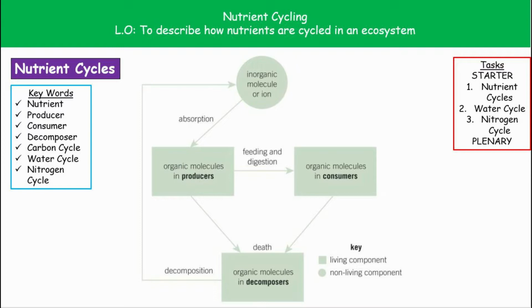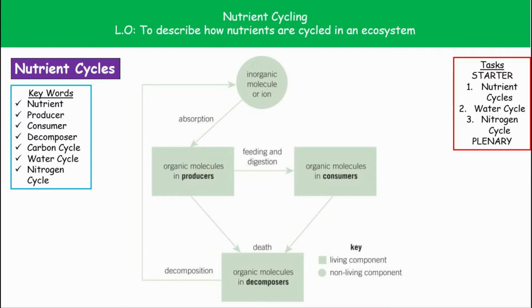The organic molecules in the producers will be transferred into the organic molecules in consumers through the processes of feeding and digestion. What we then find is both producers and consumers will die, so that goes to death, and that means that we've then got the organic molecules in the decomposers, and hopefully we worked out that decomposers carry out the process of decomposition, and that then returns the organic molecules to the inorganic molecules that we'd find in places like the soil.